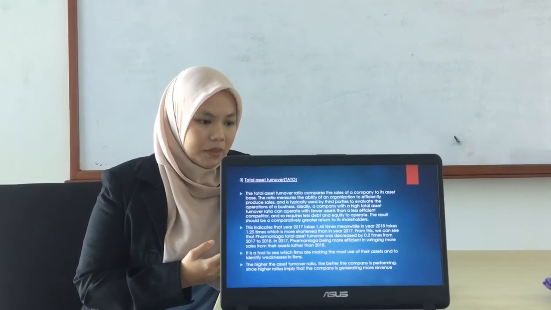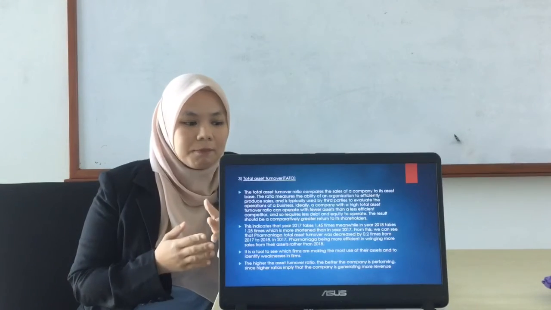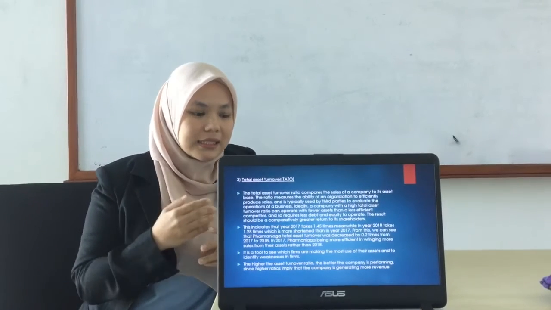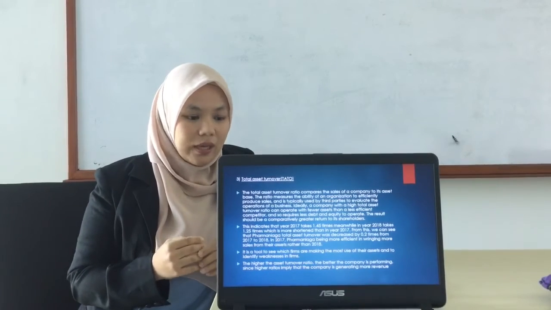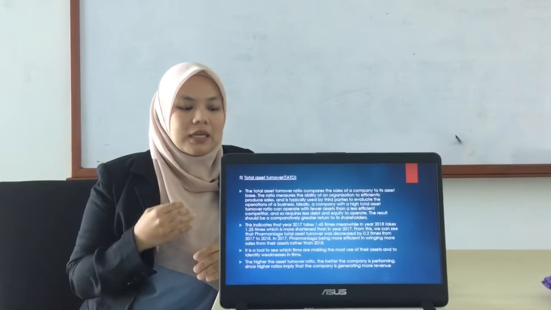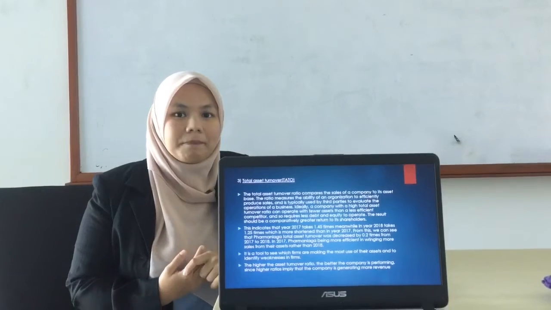This is a tool to see which firms are making the most use of their assets and to identify weakness in a firm. The higher the asset turnover ratio, the better the company is performing, since a higher ratio implies that the company is generating more revenues.